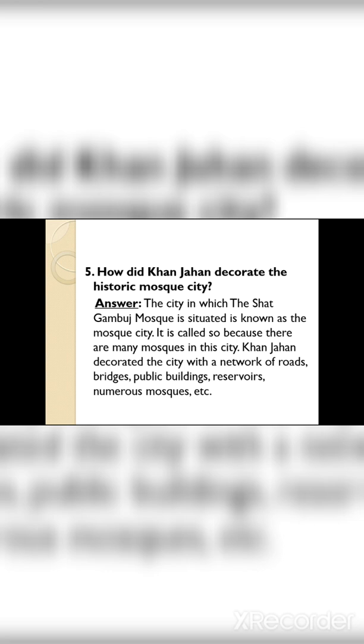Question number 5 and the last one. How did Khan Jahan decorate the historic mosque city? The city in which the Shat Gambuj Mosque is situated is known as the Mosque City. It is called so because there are many mosques in this city. Khan Jahan decorated the city with a network of roads, bridges, public buildings, reservoirs, numerous mosques, etc.